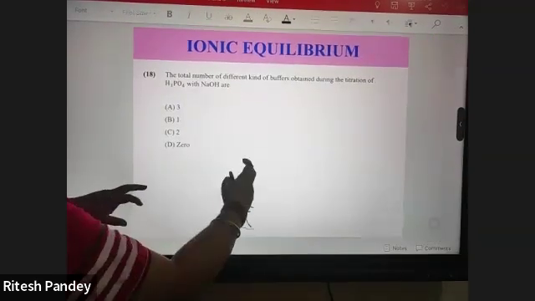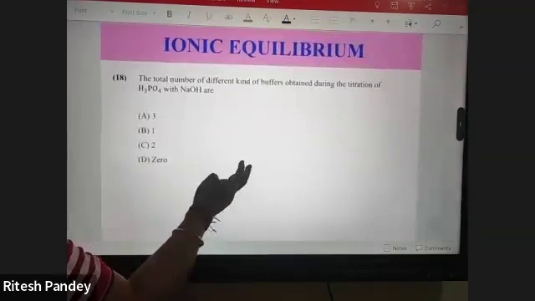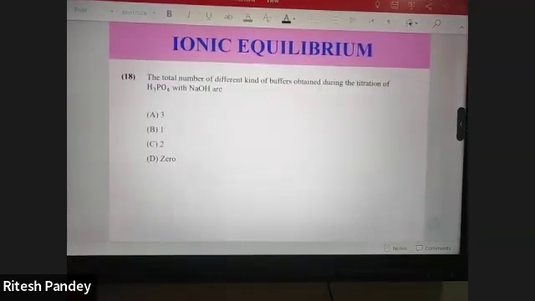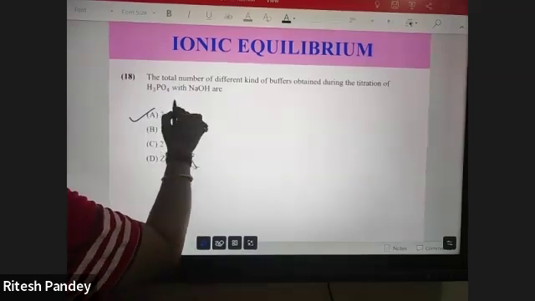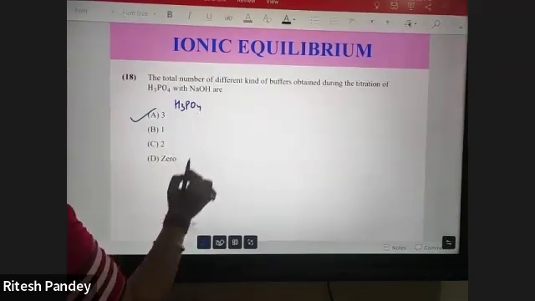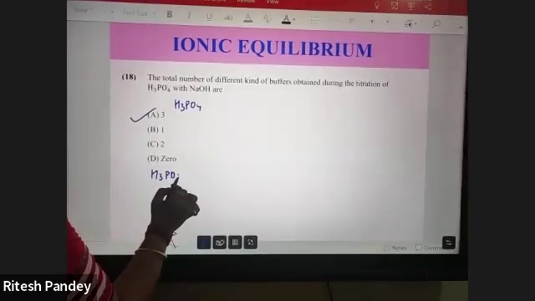How many kinds of buffer? There's something which I do with a lot of intent when I'm teaching an amphiprotic solution or I'm talking about polyprotic titration. And naturally, what's the common answer here? Sir, option A, 3. Option A. Naturally, H3PO4.